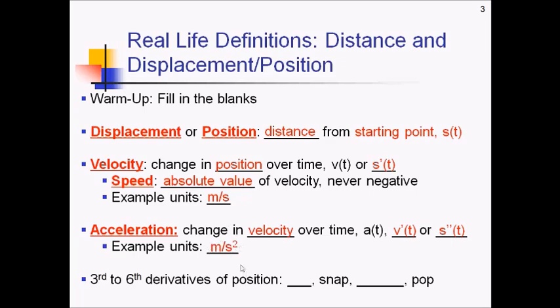We could go even further. We have third, fourth, fifth, and sixth derivatives of position. So the third derivative is jerk. Fourth derivative is going to be snap, unofficially anyway. I think officially it's called jounce. And then crackle is the fifth, and pop is the sixth, unofficial. But really, we mostly deal with displacement, velocity, and acceleration.